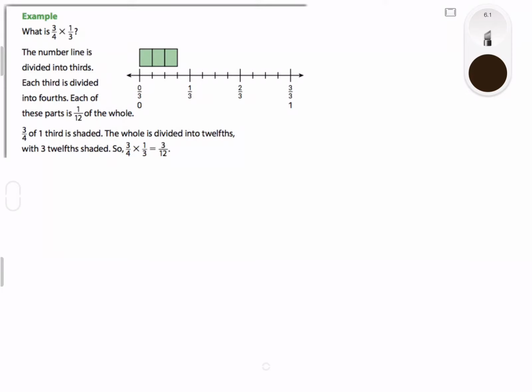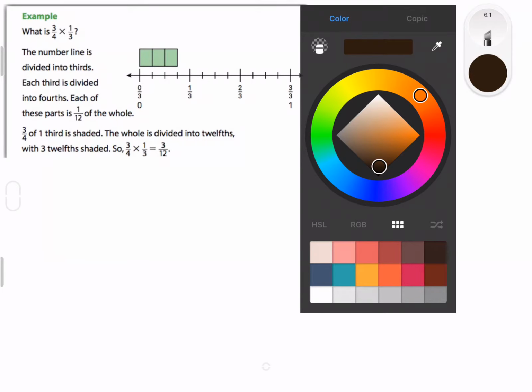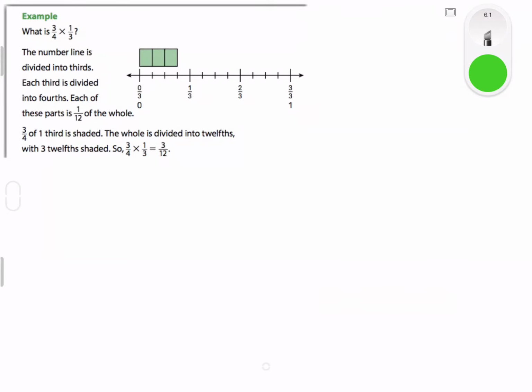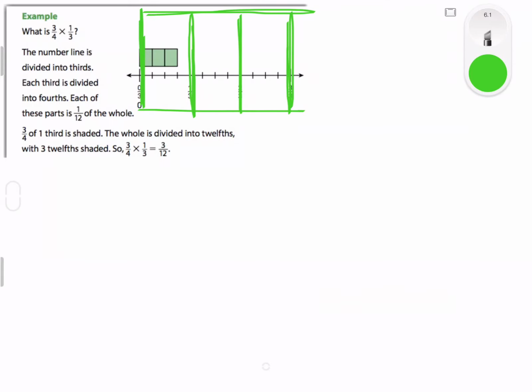So we have this number line here, and we have 1/3 here, 2/3 here, and 3/3 here. And this would be 0/3. So right here we have 1 whole divided into thirds.